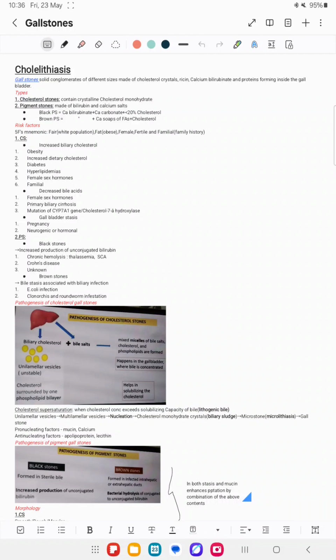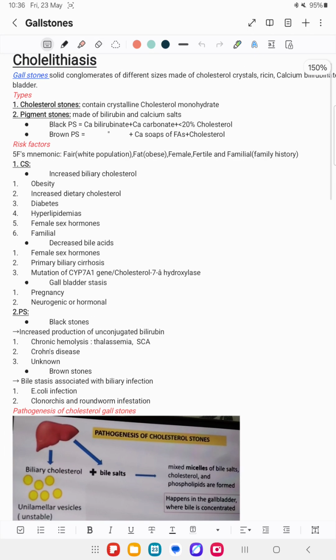Gallstones is an important topic in pathology and commonly it is asked in our exams. Gallstone is also known as cholelithiasis. Cholelithiasis that means gallstone. So what are gallstones? We need to see that.